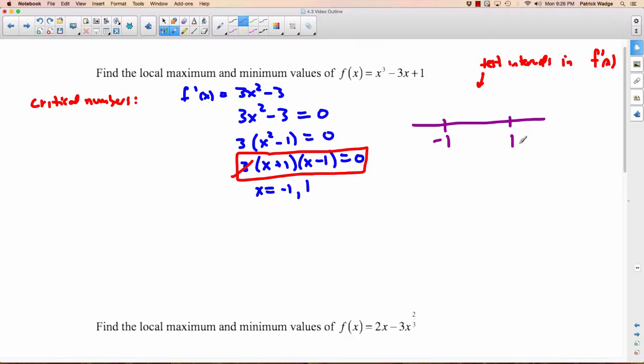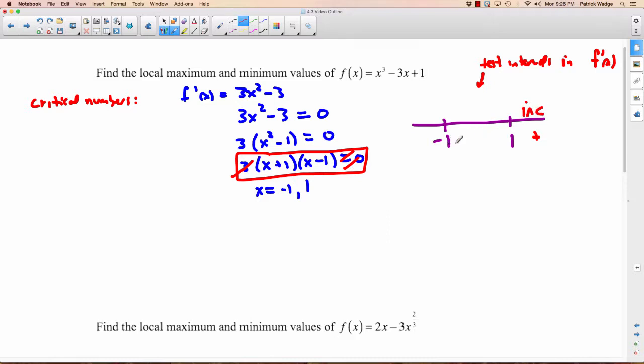Alright, so let's try a number bigger than 1. I'm going to use 100. What the heck? I can use anything I want. 100 plus 1, positive. 100 minus 1, positive. Positive times positive is positive. So this ends up being positive. Remember, I'm not actually interested in whether this equals 0. I just want to know whether it equals a positive amount or a negative amount. This equals positive. So what this is telling me is that for all the x values greater than 1, the function is increasing. So I'm going to write increase right there.